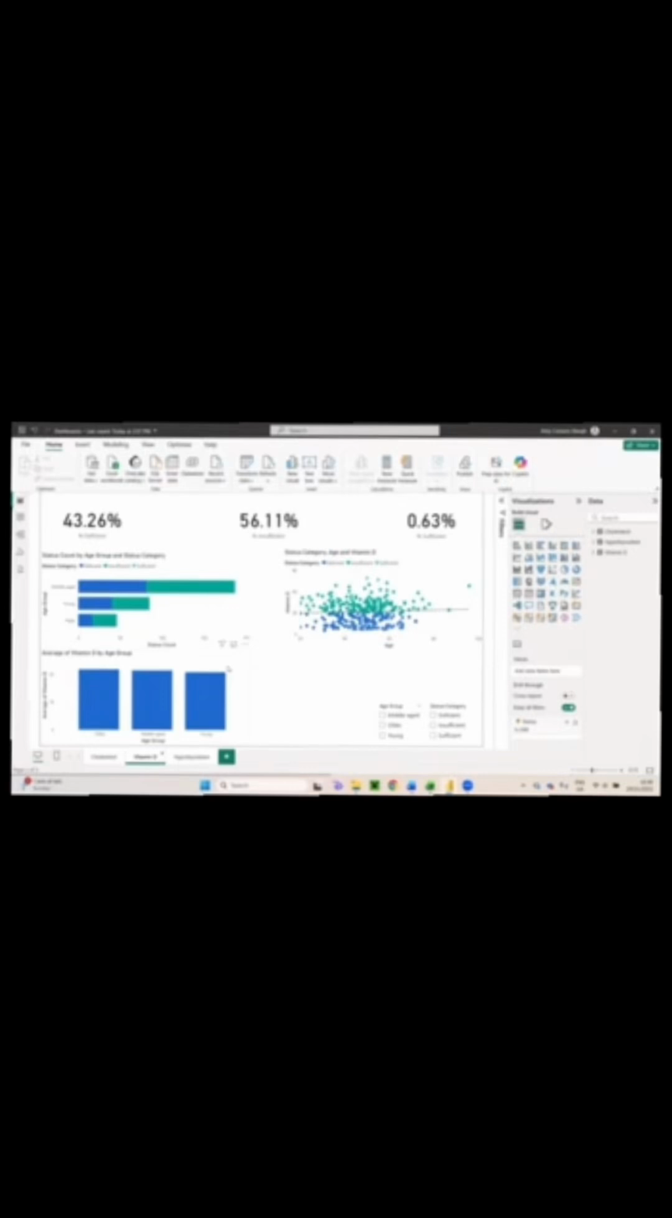And my third chart is the status category, age, and vitamin D scatter plot. The trend line here is almost flat, proving there is no strong correlation between age and vitamin D levels in this data set. So in conclusion, the data reveals that vitamin D deficiency is a widespread issue affecting virtually everyone, regardless of age.